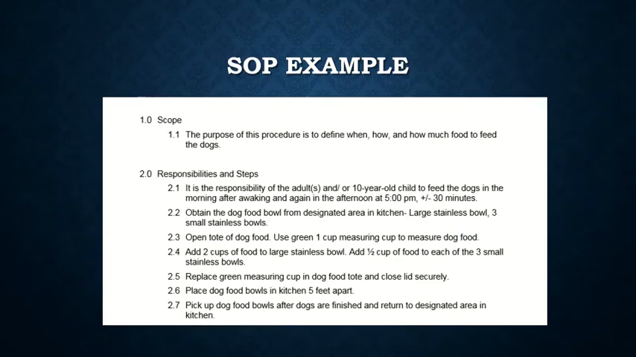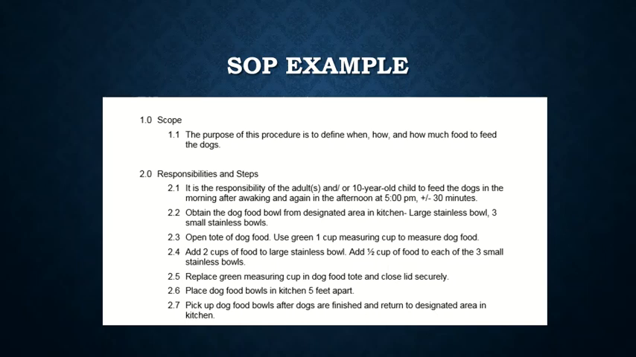So the first part of an SOP, you need to have a scope, or what is the purpose of this procedure. And the purpose of the dog feeding procedure is to define when, how, and how much food to feed the dogs. Because if you know dogs, they're going to try to get you to feed them as much as possible and go to each person and say, hey, that other person didn't feed us, and look sad, and try to get fed more.